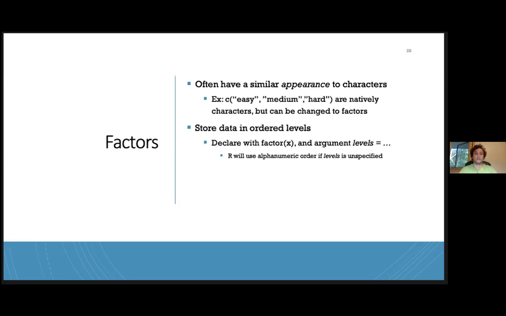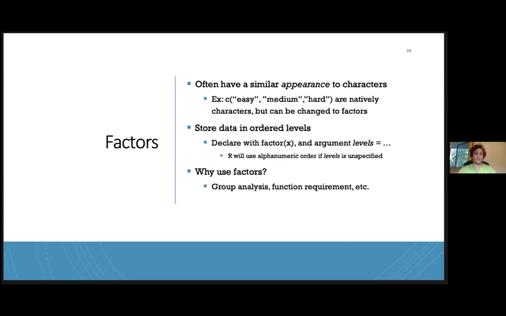So obviously when I say levels, the order for easy, medium, hard is just that. But R is going to use alphanumeric order if you run the factor function and you don't specify levels first. So if I wanted to turn the labels easy, medium, hard into a factor, R would think that the levels are actually easy, hard, medium, because it's going by alphanumeric order. So just keep in mind that if you want to declare a factor, you should explicitly declare what the levels are. And I suppose the final question to answer here is why you would want to use factors.